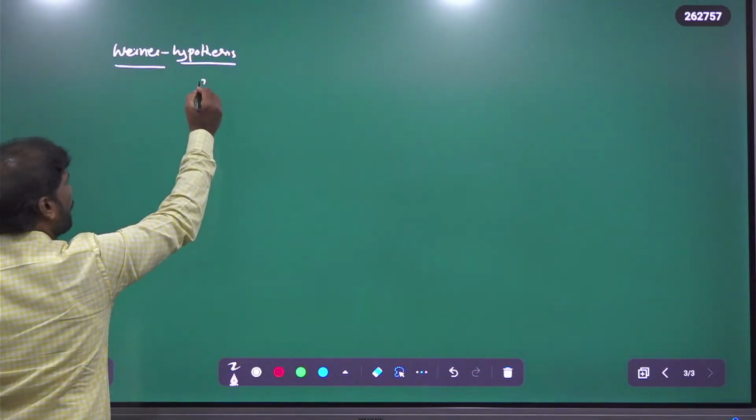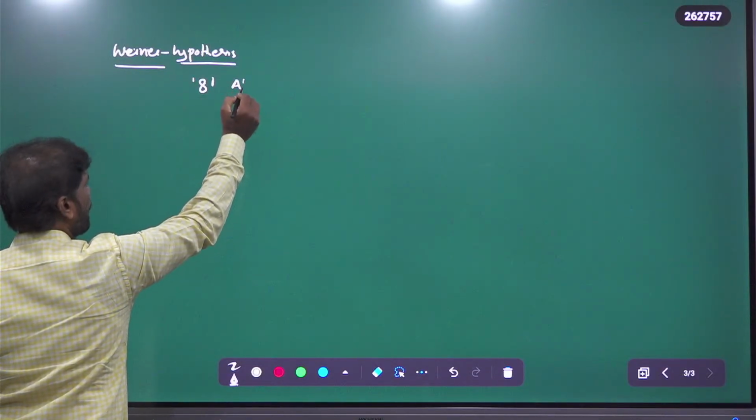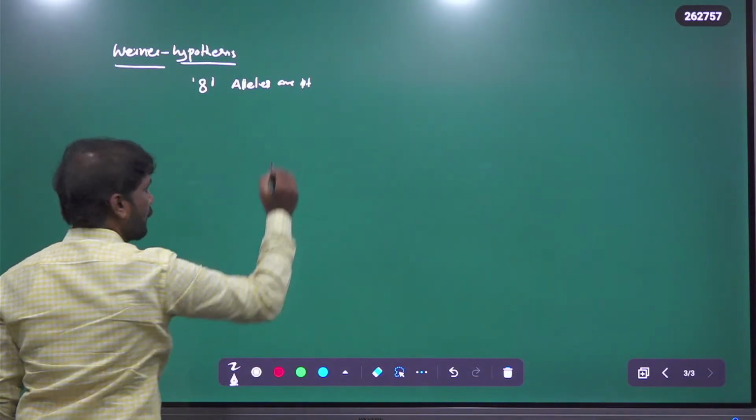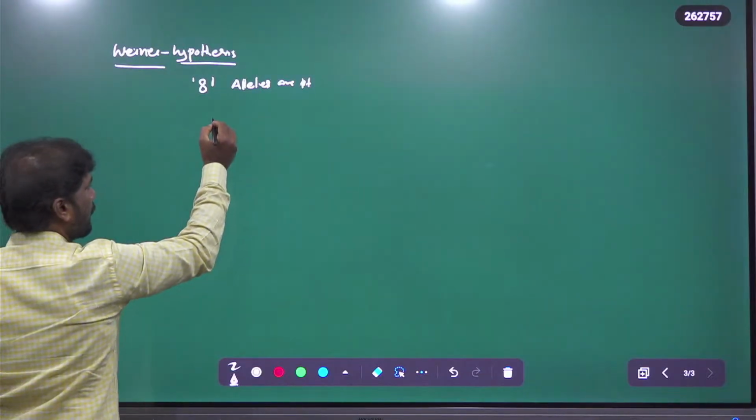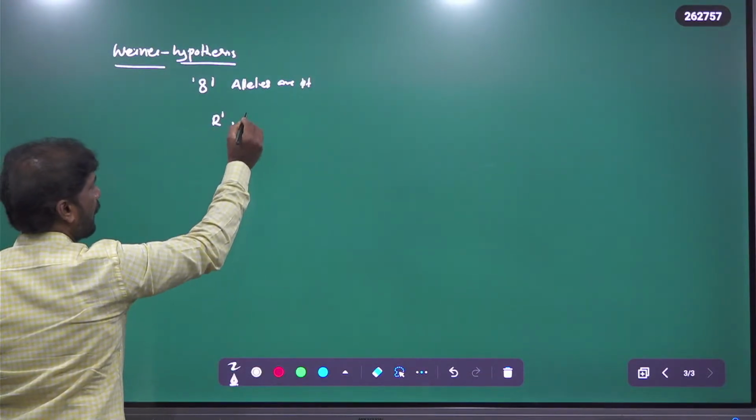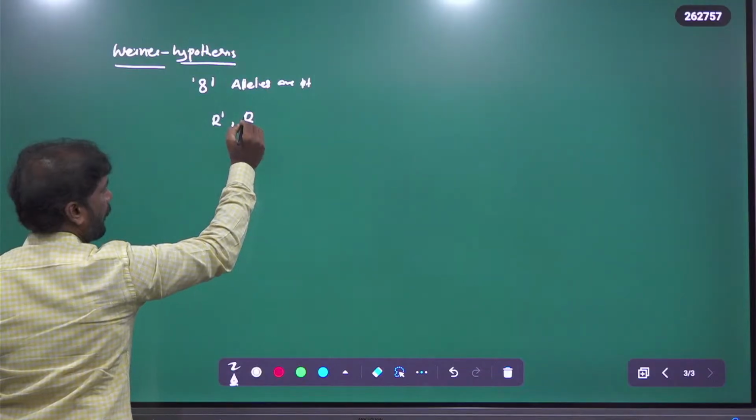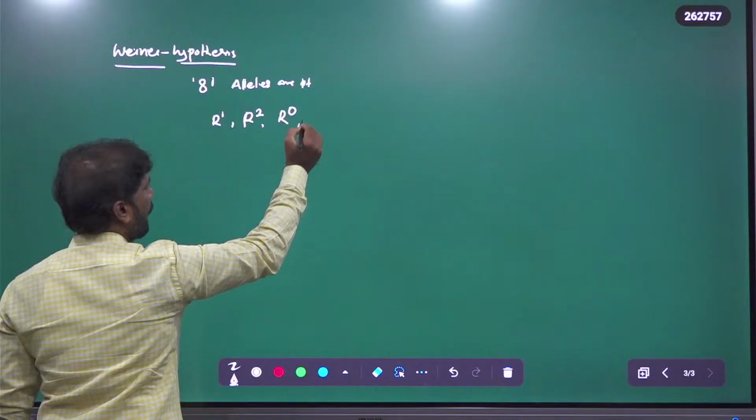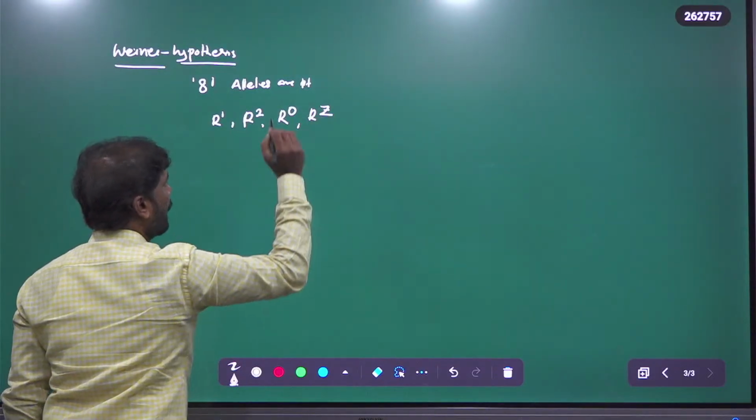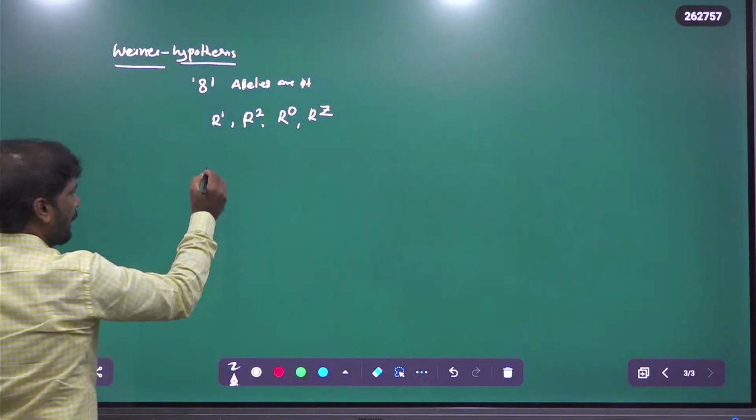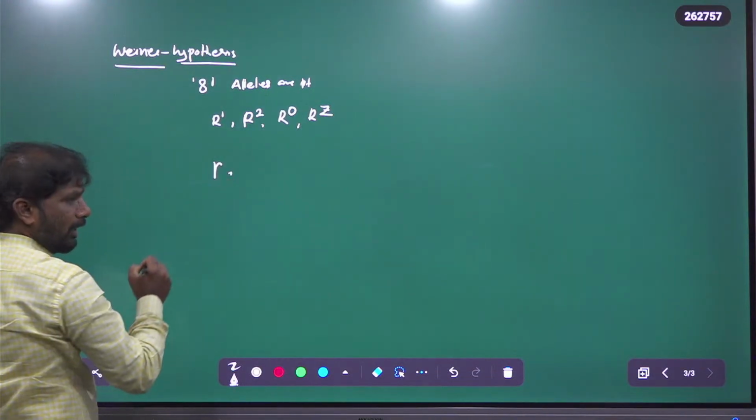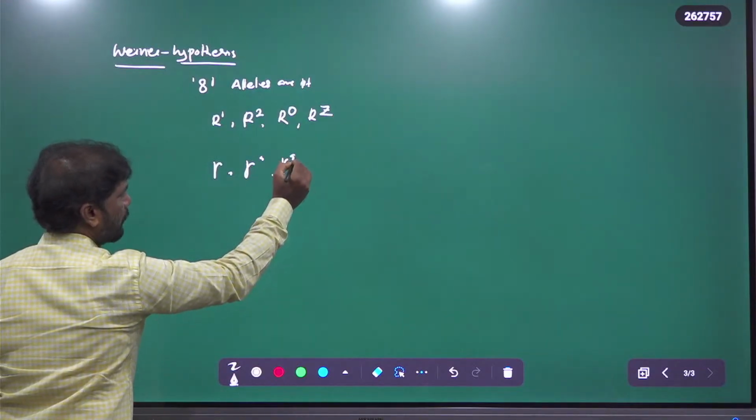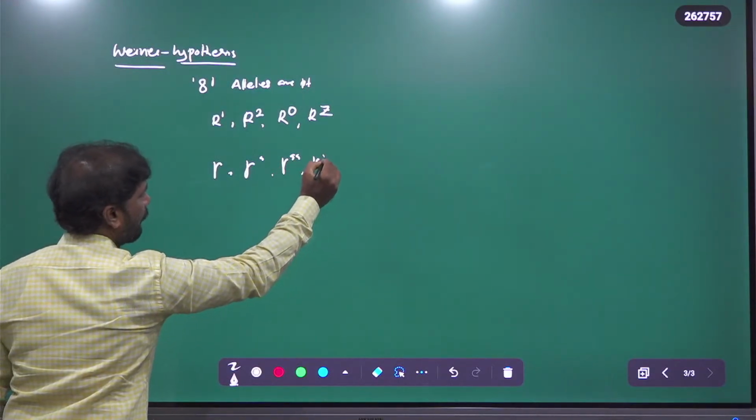there are 8 alleles present. In these 8 alleles, there are R1, R2, R0 and Rz, and then after that, small r, r prime, r double prime and r y.